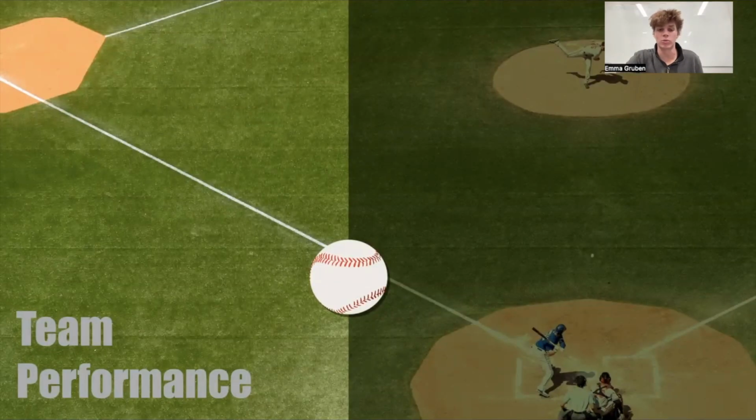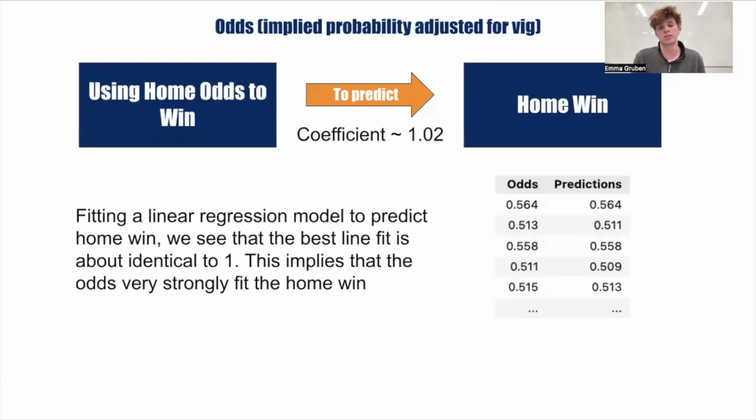Next, we'll be going over team performance and specifically its relation to betting odds. So first, we wanted to find some betting odds online. So we used Selenium to scrape betting odds off of Odds Portal. We were able to get betting odds from 2008 to 2023. Odds are typically a really good metric for determining home win percentage and very difficult to beat. So to confirm this, we fit a linear regression model to predict team win, and we found that this coefficient was right next to 1, which implies that the odds strongly fit.